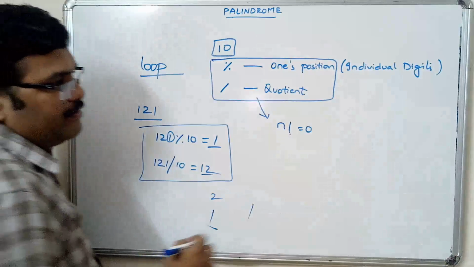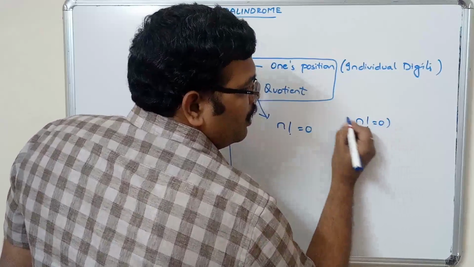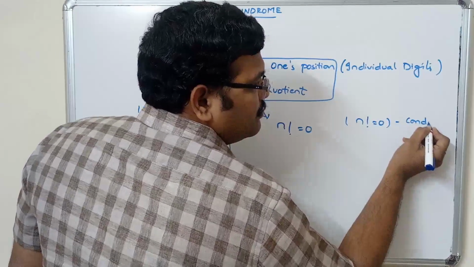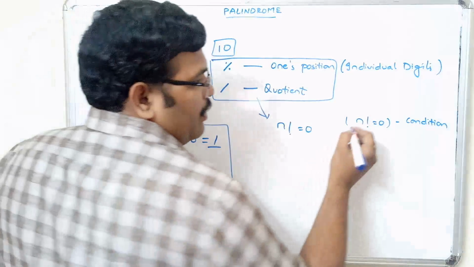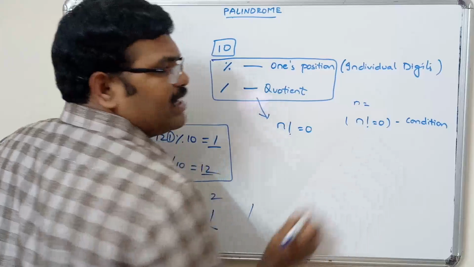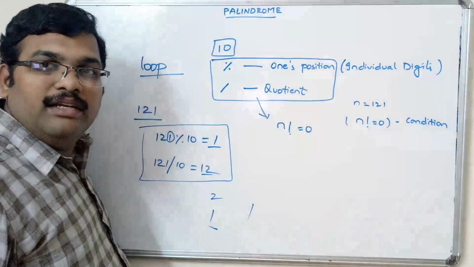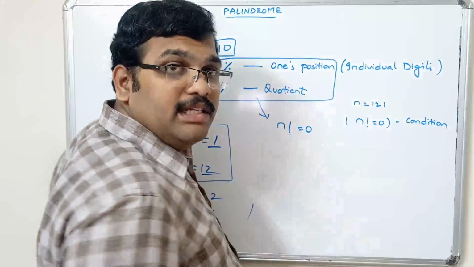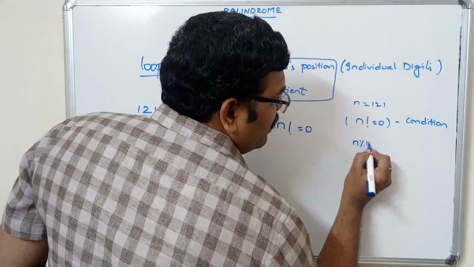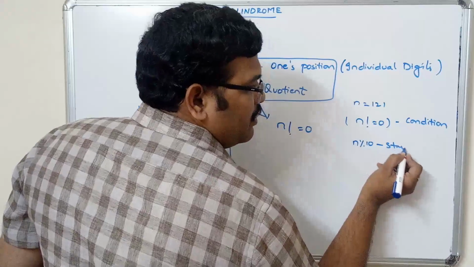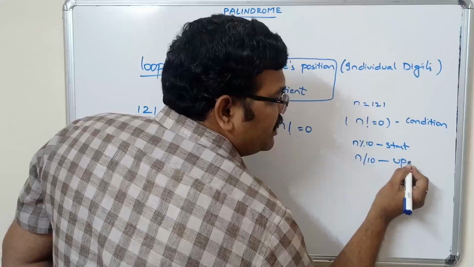So here, n not equal to 0 is the condition. Reading the n value is the initialization. This is the condition, and n mod 10 is a statement. N divided by 10 is the updation.